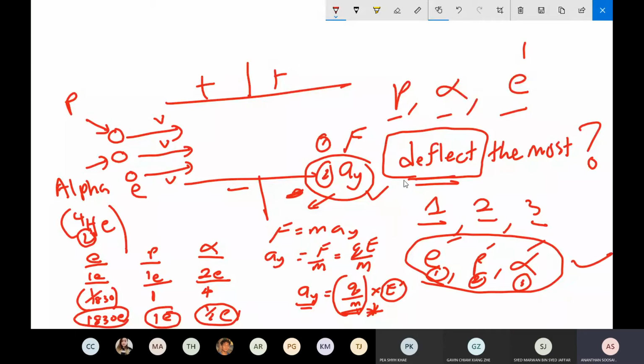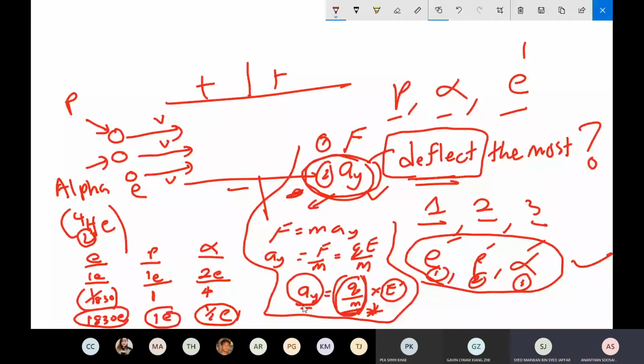But I don't know how many of you realize how this conclusion is reached. You must keep in mind that deflection depends on the acceleration a, and a is force over mass, qE over m. The ratio of charge per unit mass determines the deflection. Because in the coming exam, they might not use proton, alpha, or helium. One year they asked like this.